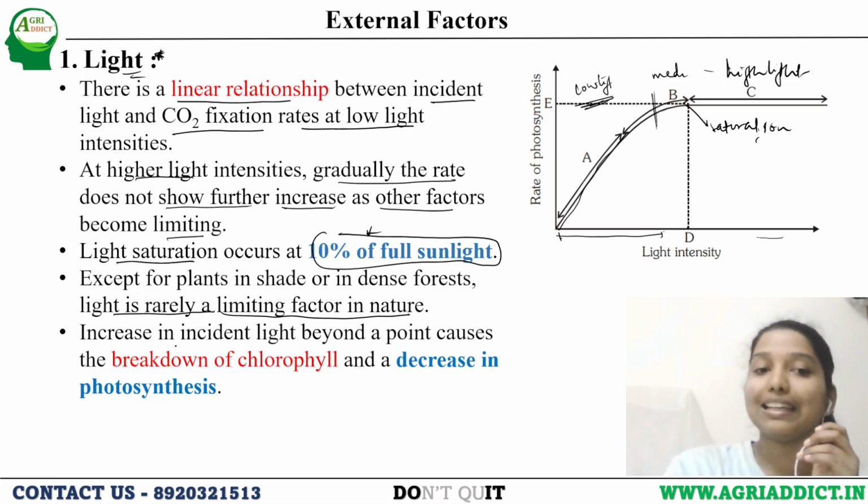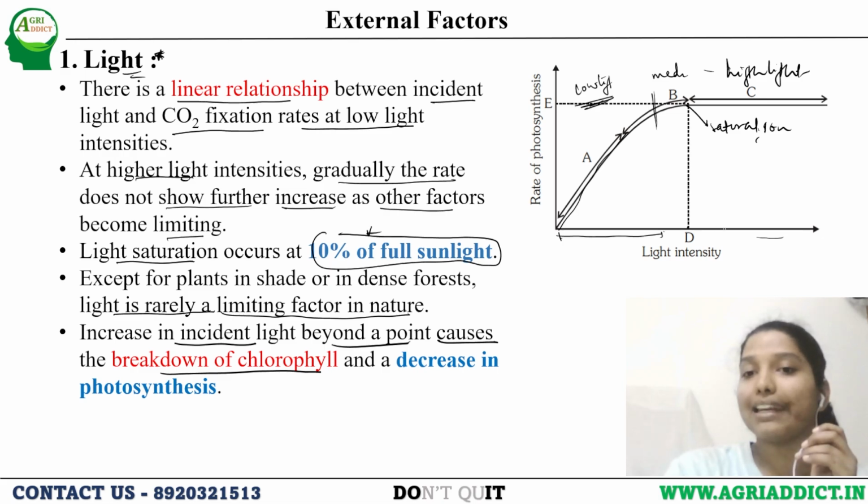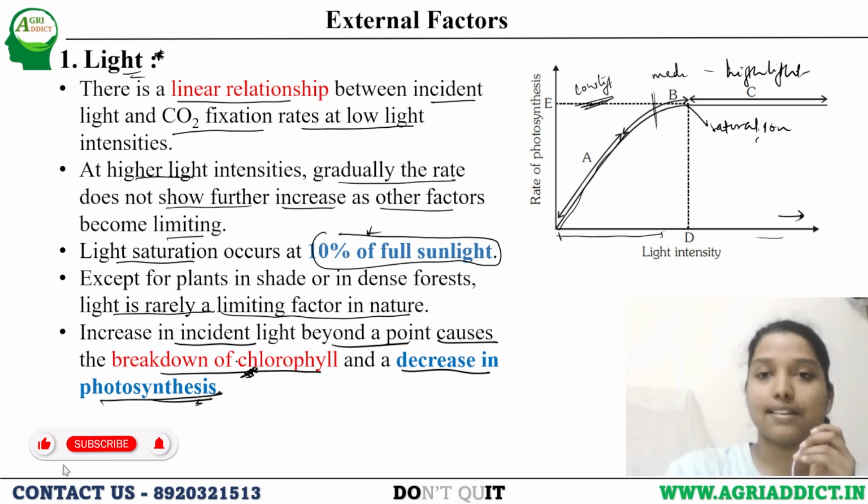An increase in incident light beyond a point causes the breakdown of chlorophyll. If we increase light intensity, the photosynthesis will not increase, it will be constant, but if we keep on increasing the light intensity, this will lead to the breakdown of chlorophyll. If the chlorophyll breaks down, there will be a decrease in photosynthesis rate. This is important.